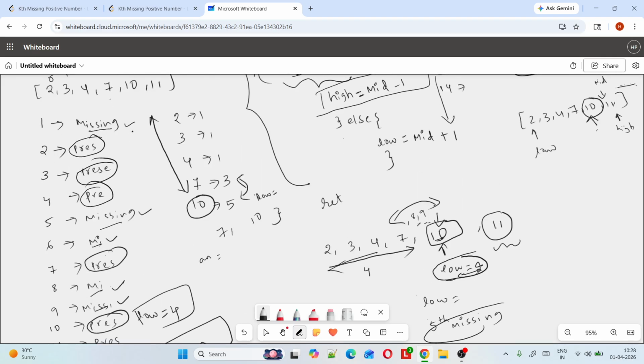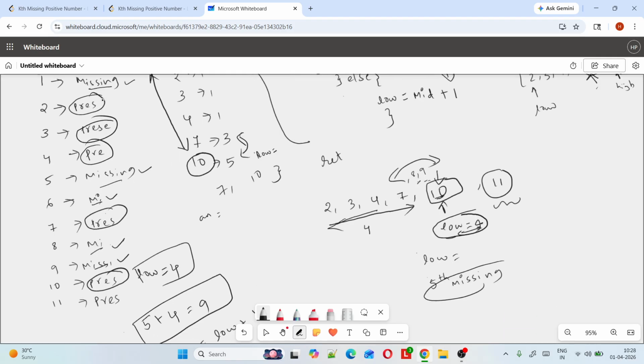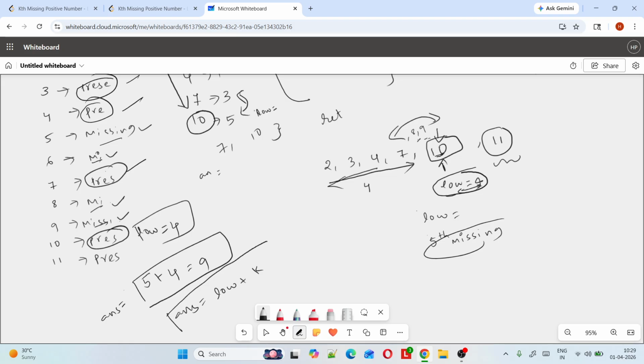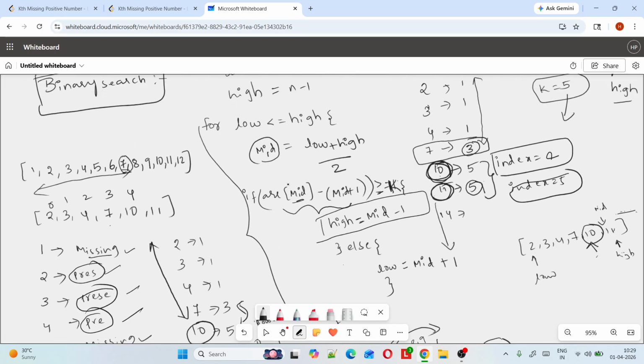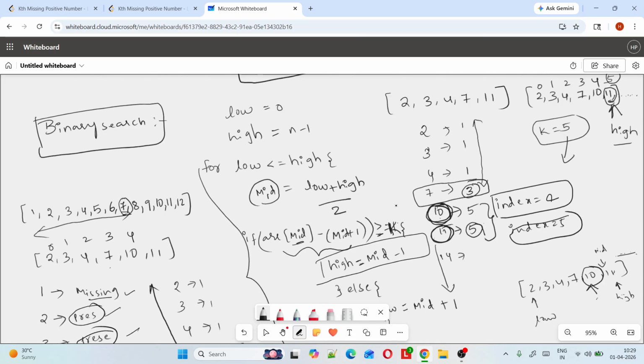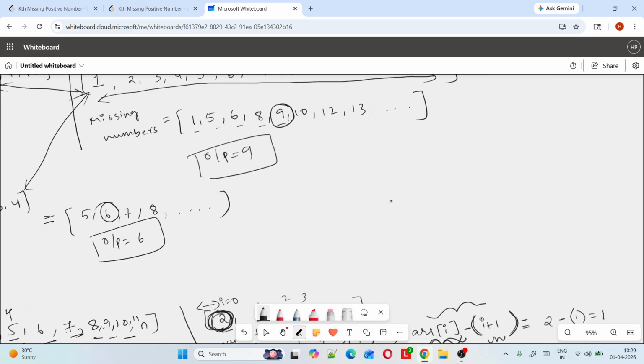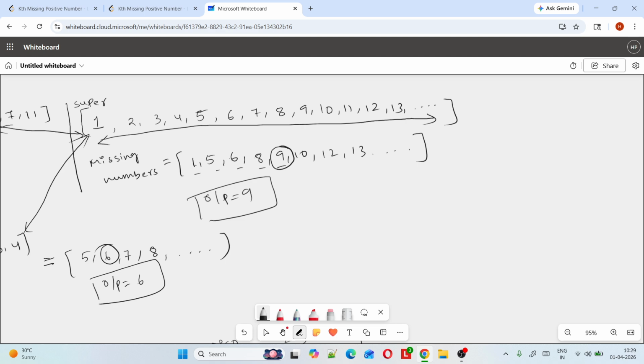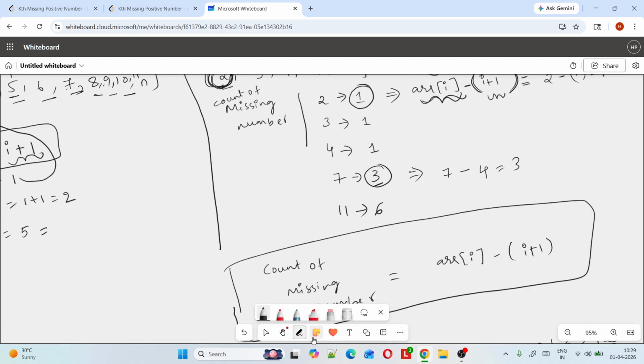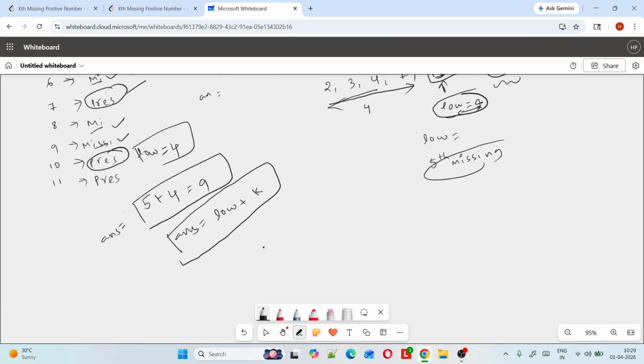See, we have 5 missing numbers and 4 present numbers. Present are 1, 2, 3, 4. 4 plus 5 gives the actual number that is missing at the fifth missing position. Here if you see, 1, 2, 3, 4, 5, the fifth missing number is 9. So we have got the value, and the answer is also 9.